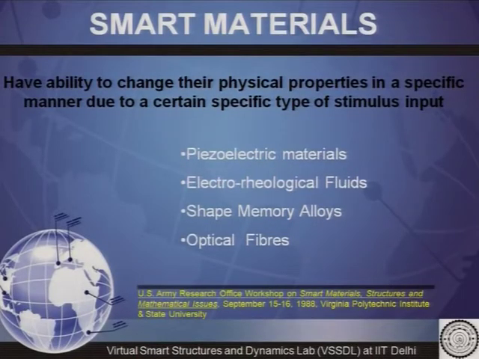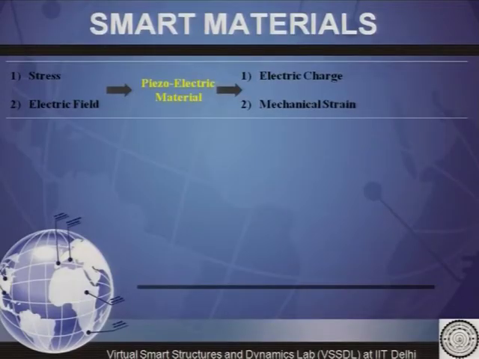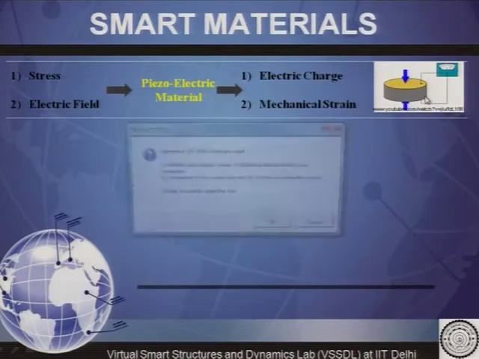Different types of smart materials are piezoelectric materials, electrorheological fluids, shape memory alloys, and optical fibers. Taking them one by one, first is the piezoelectric material. In these materials, when stress is applied they produce electrical charges, and when an electrical field is applied on these materials they produce mechanical strain. So, when an electrical field is applied on them they will either contract or expand. This will be clear when we watch this video.